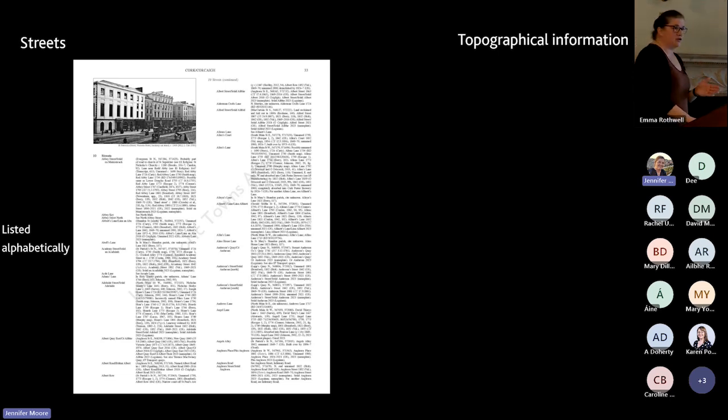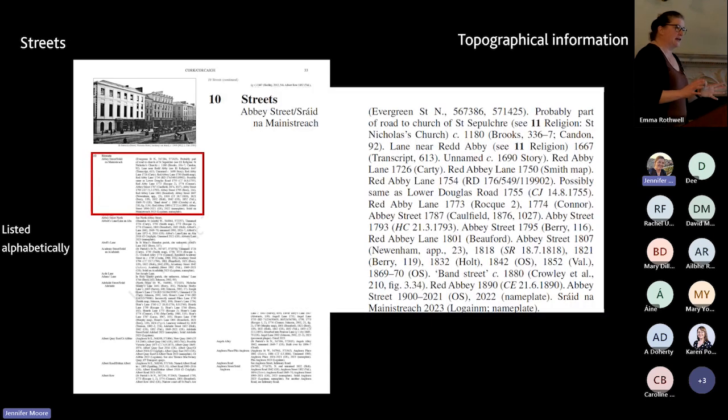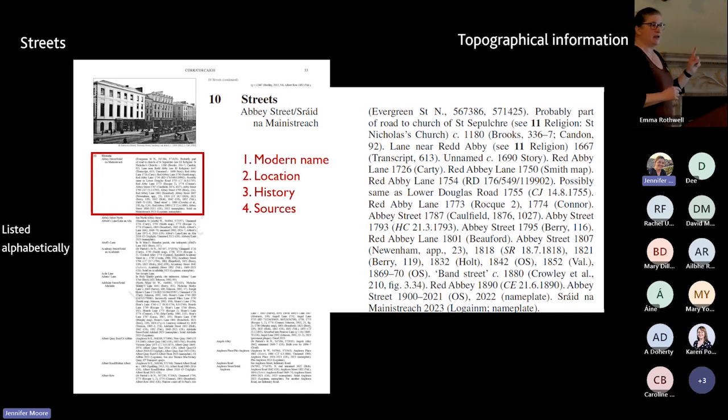So this is what a page of TI looks like. This is streets. Streets are all listed alphabetically. This is an example from Cork. The very first street there is Abbey Street. So that's telling you one thing already. There's probably an abbey on that street. Okay, so the street names can be quite important.